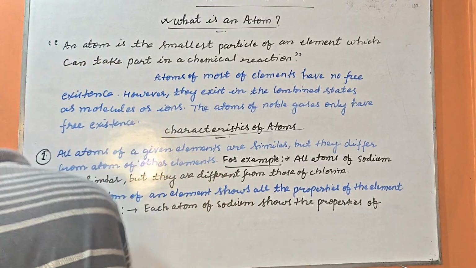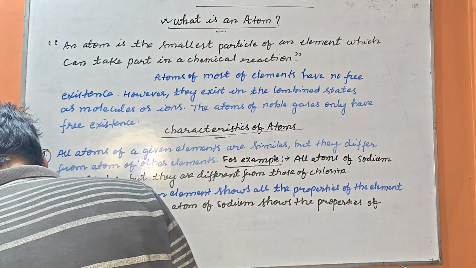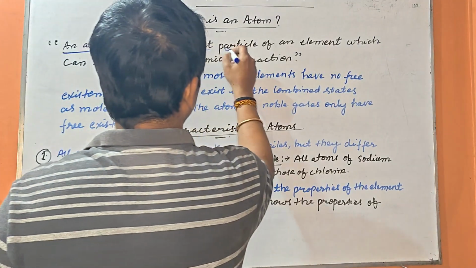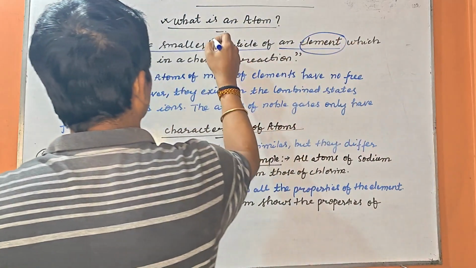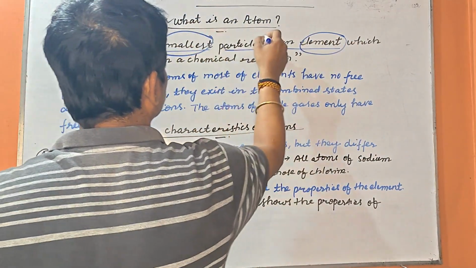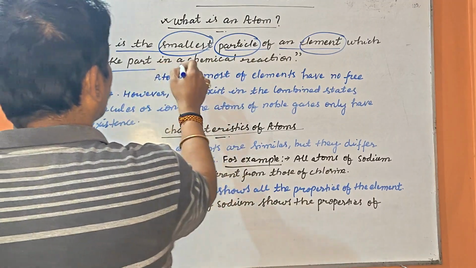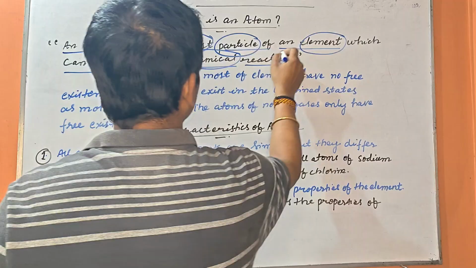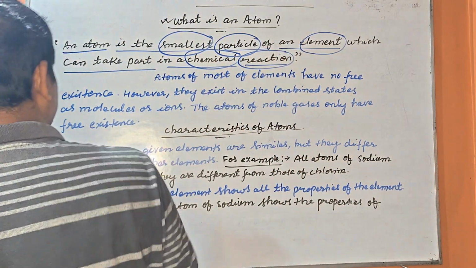So, an atom is the smallest particle of an element. Smallest means the most small, which can take part in a chemical reaction.